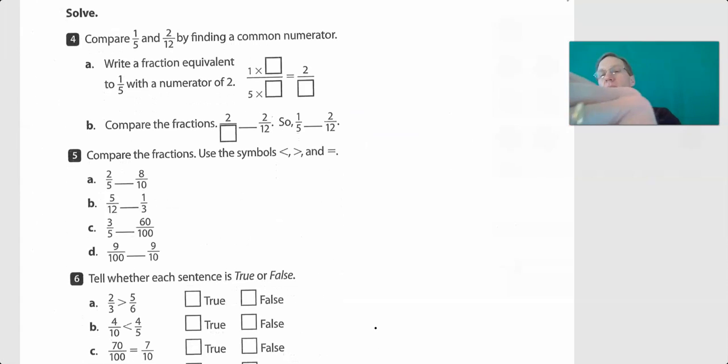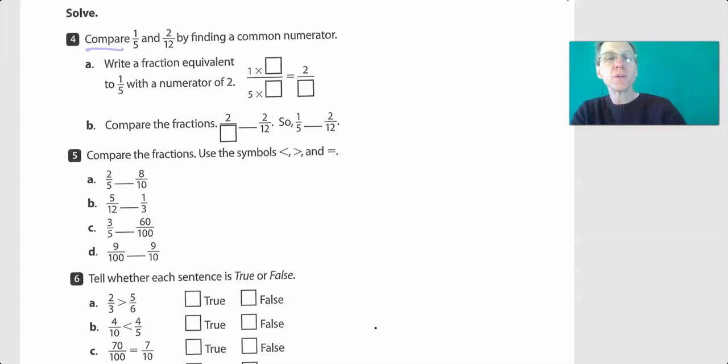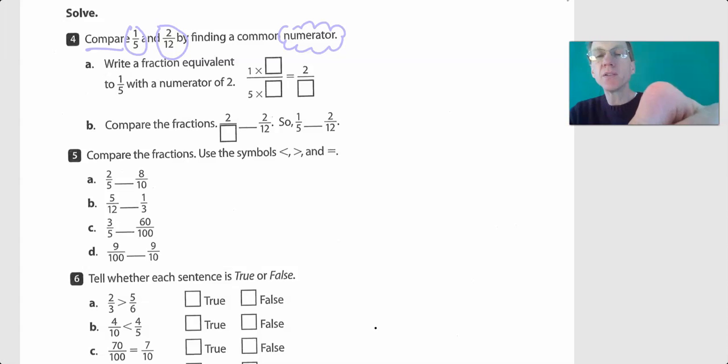All right, let's compare. Okay, now we got to read really carefully on this one. So this one says, this time we're going to compare 1/5 and 2/12. But this time, last one we did, we got the denominator to be the same, and that made it easy to compare. This time, we are going to get the numerator the same, and that will make it easier to compare. So let's come over here and let's look over here. 1/5, and we're going to compare that to 2/12.